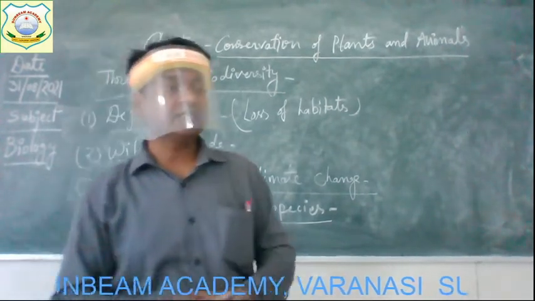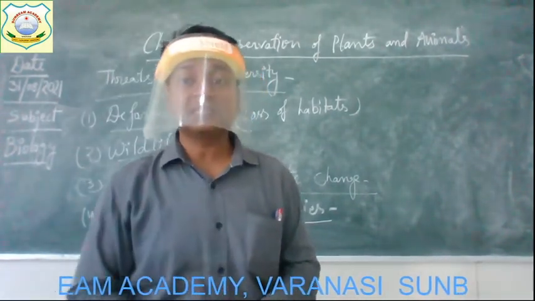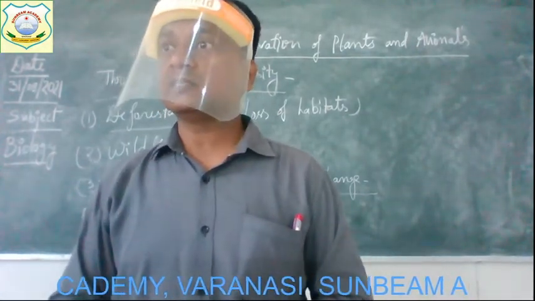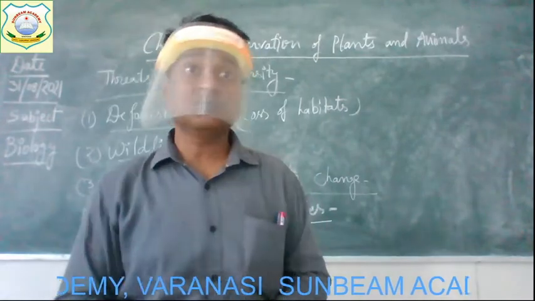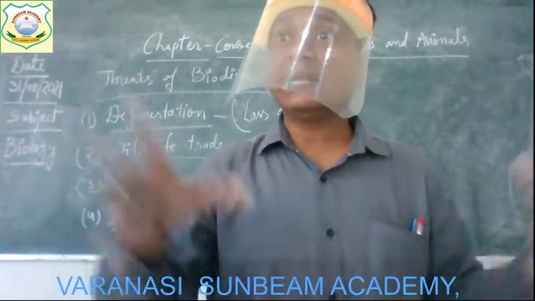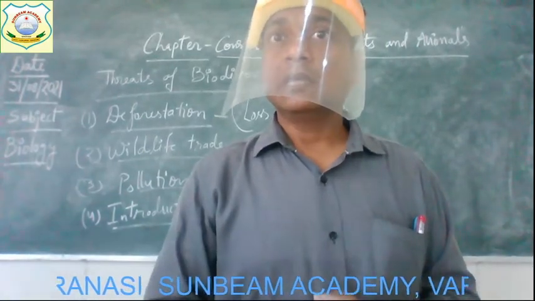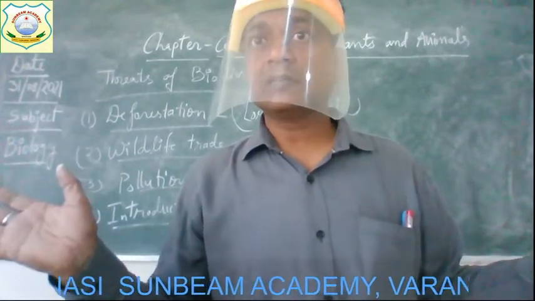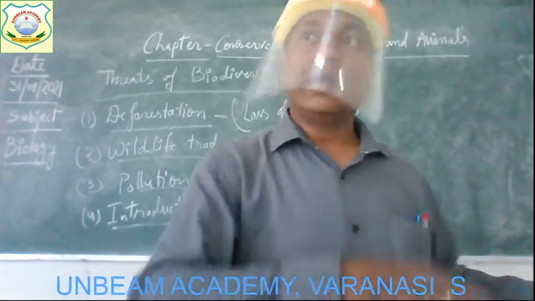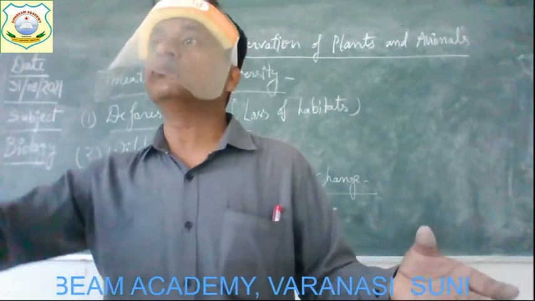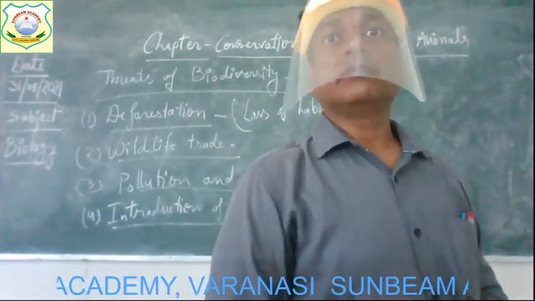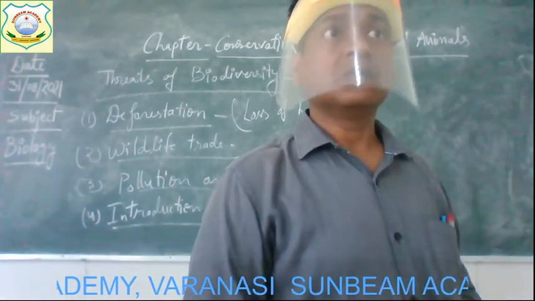The first one is that it causes an increase in soil erosion. Soil erosion increases because of deforestation, and you know the reason very well. The roots of the trees are responsible for binding the soil particles. If the trees get cut, there is nothing to bind the soil particles, and those soil particles can freely move either by flowing water, running water, or by running air.